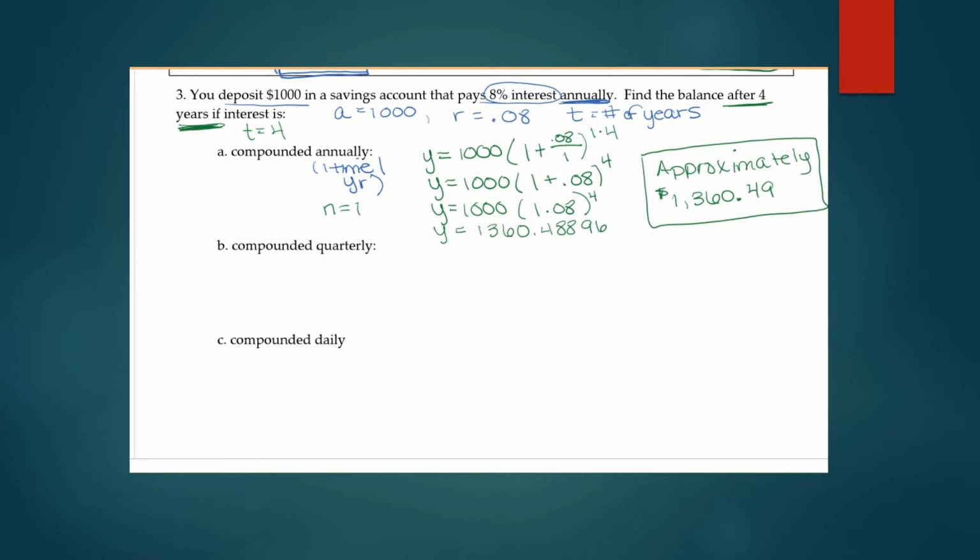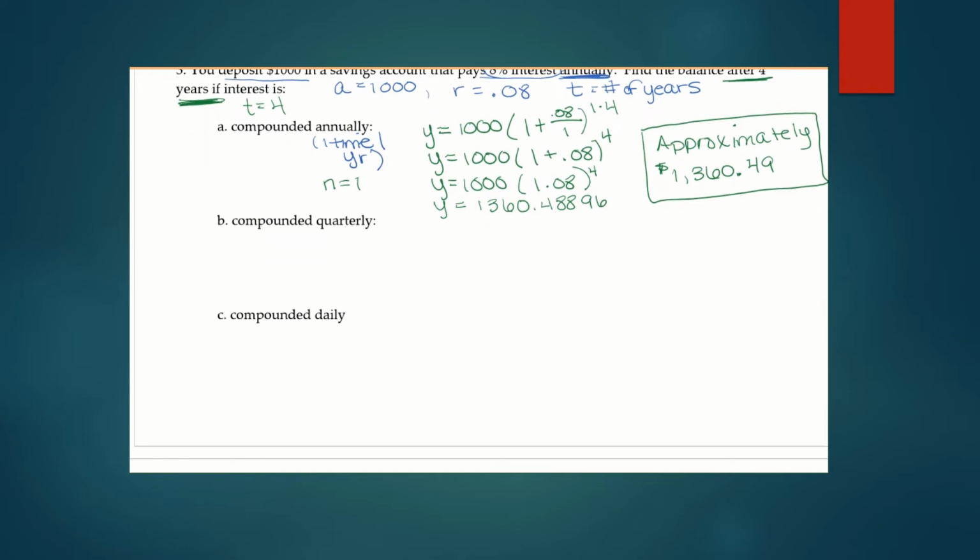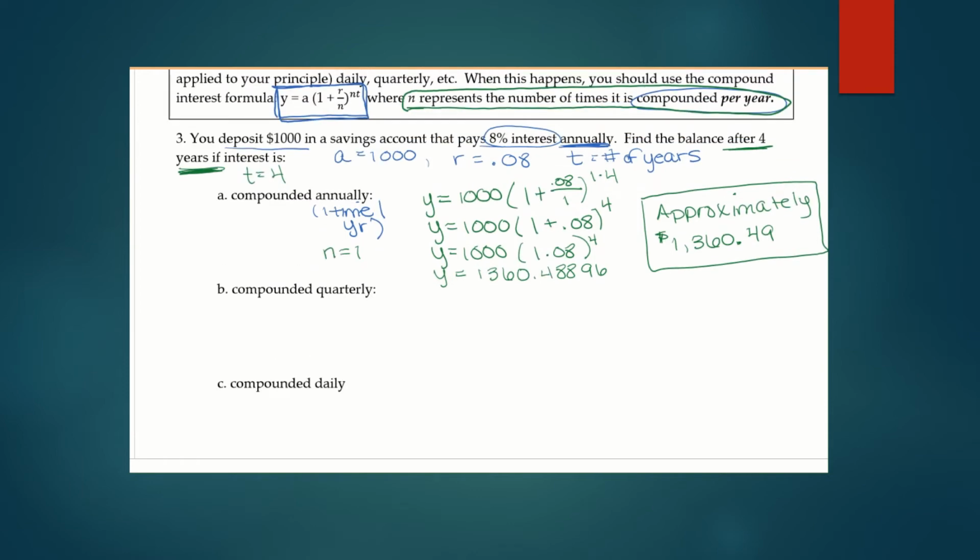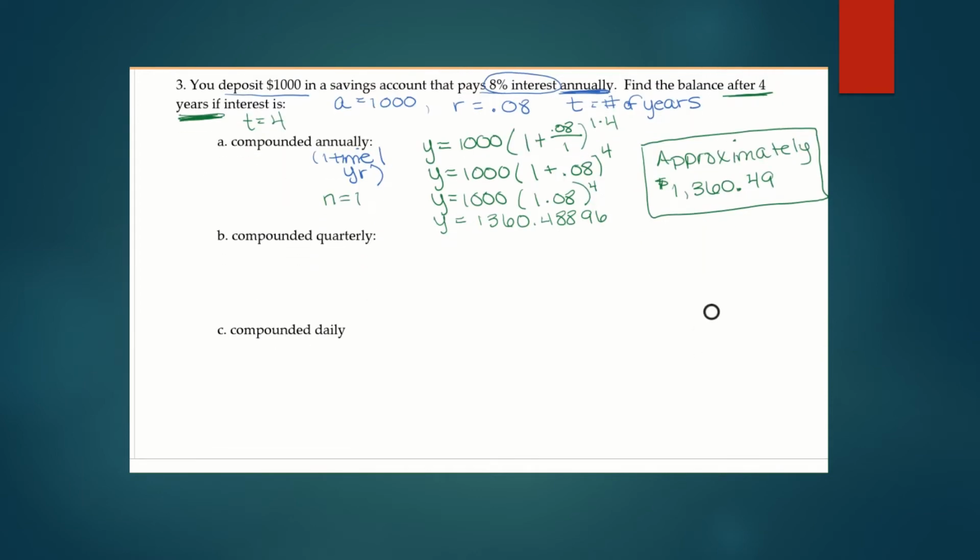But what if interest is compounded quarterly? So quarterly, if you think about it, there's 4 quarters in a dollar, right? So quarterly actually means 4 times per year. And in this case, that means our N value is 4. That's the only thing that's changing, our N value.